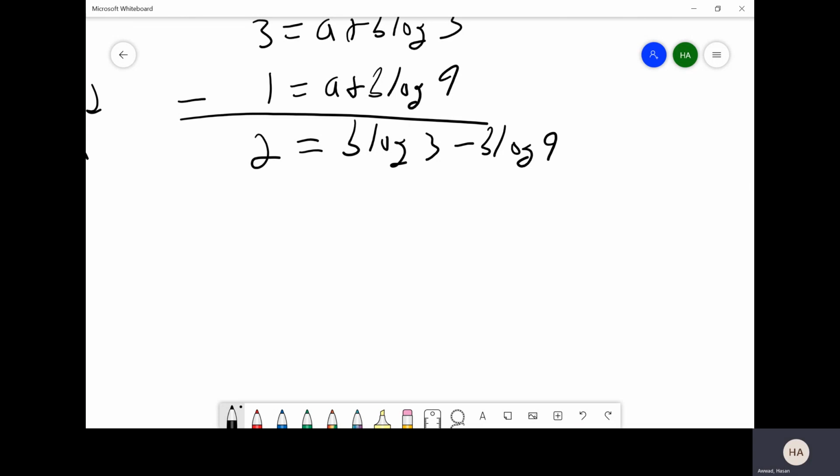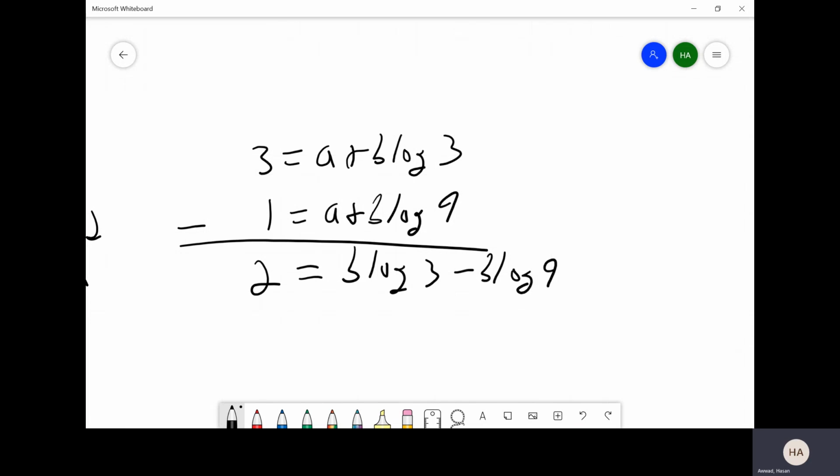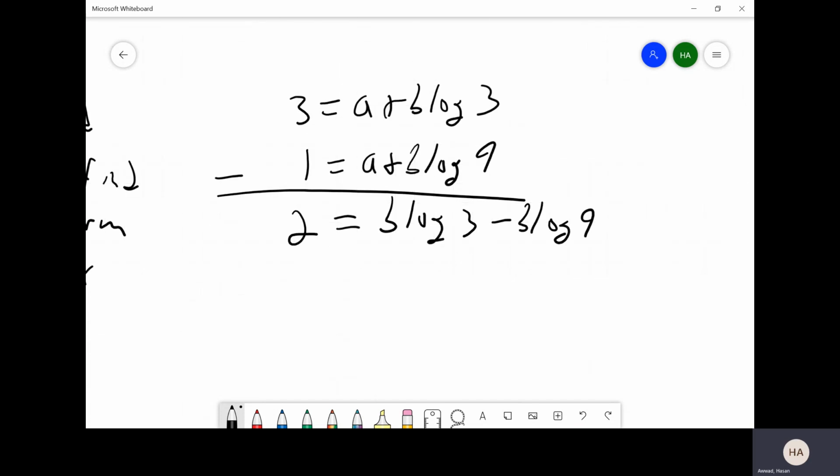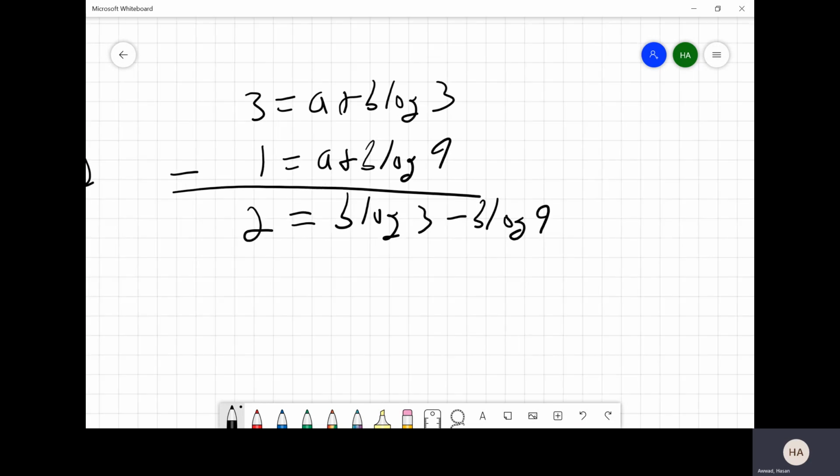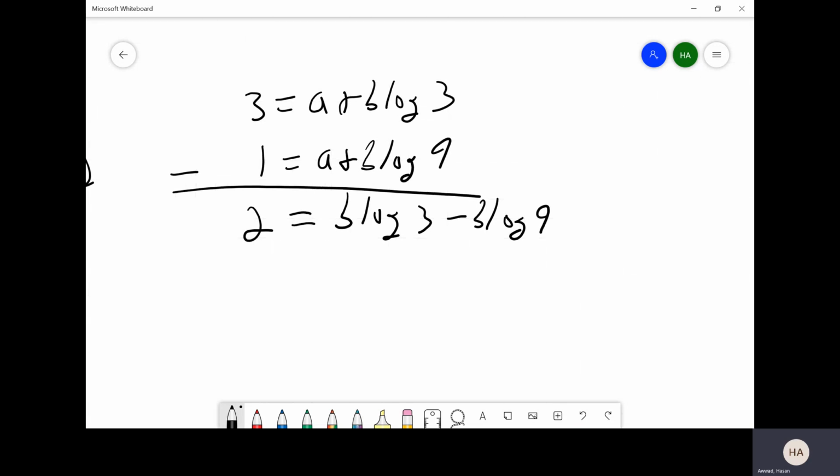This comes up in linear algebra, where as long as you have the same variables in two equations, you can add or subtract them from each other. That's just a thing that we can do. But more on that later, or more on that in some future math class. This is probably the only time in this class that you're going to see it, more than likely due to time constraints. So in any event, 2 is equal to b log 3 minus b log 9.